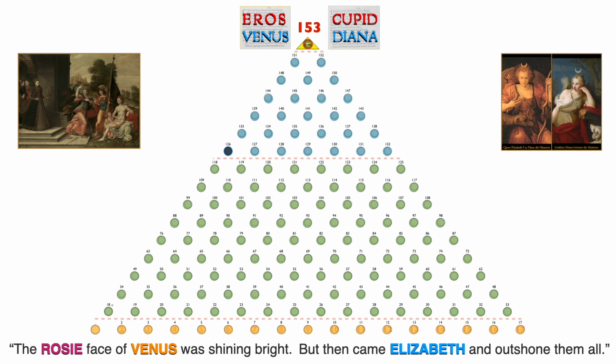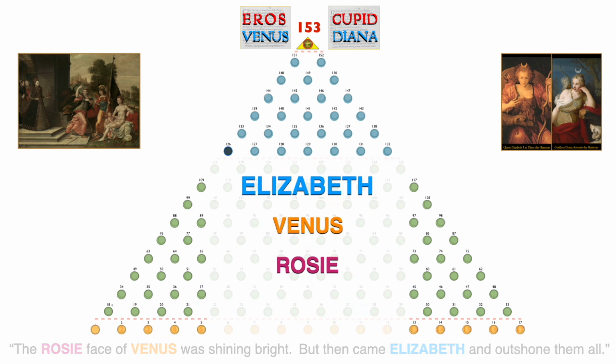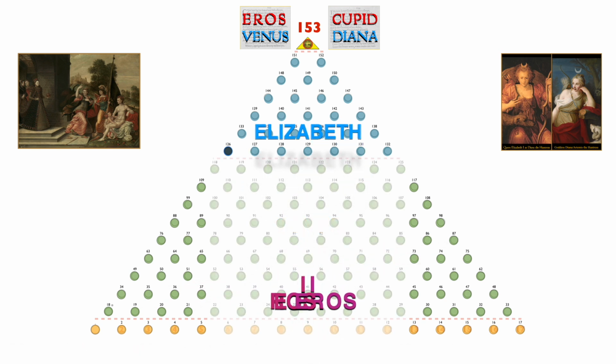By depicting Elizabeth above the rosy Venus, the painter is making a direct allusion to her being the mother of Eros, just as Oxford was in his Knight of the Tree of the Sun oration.